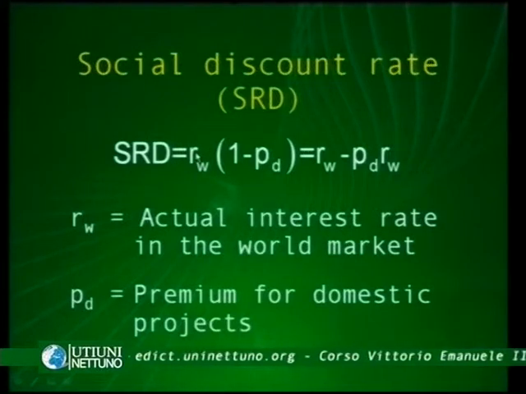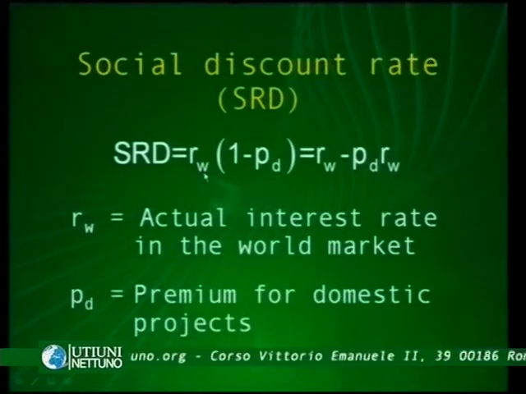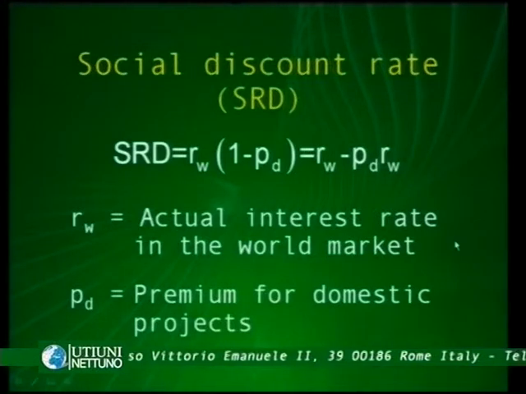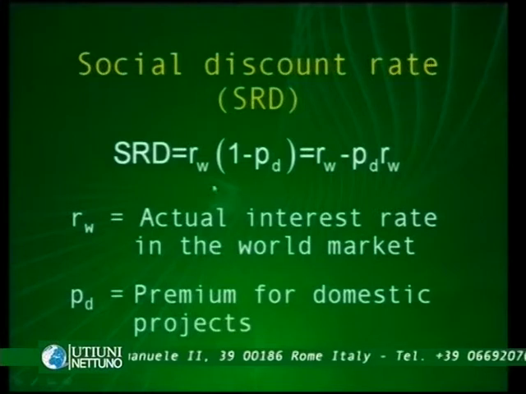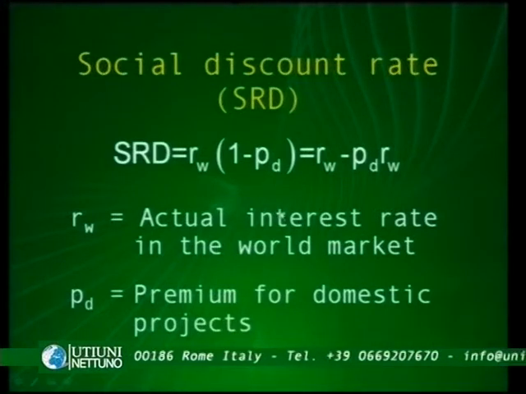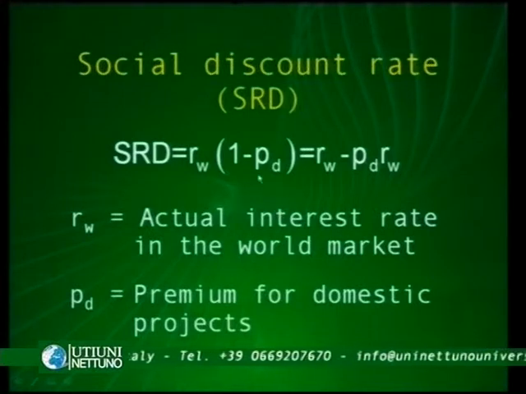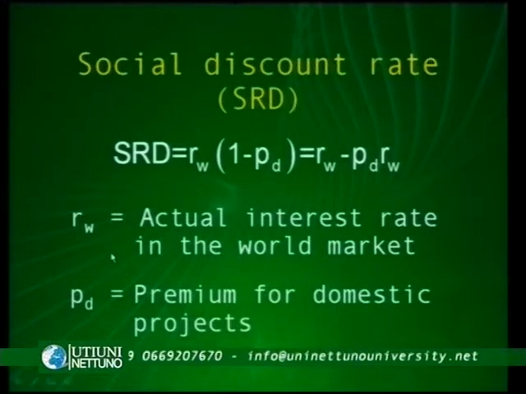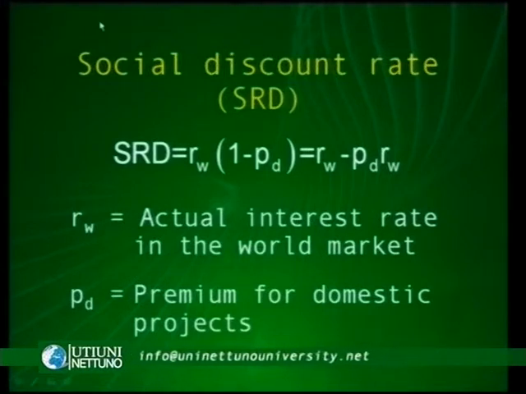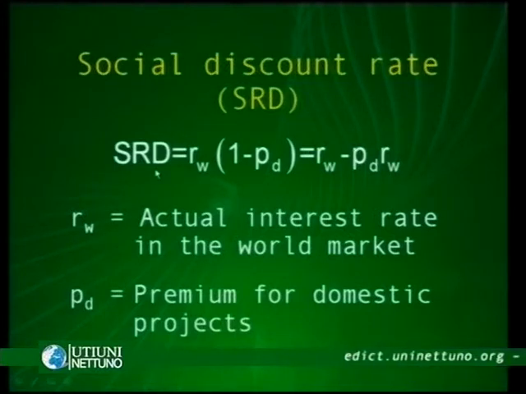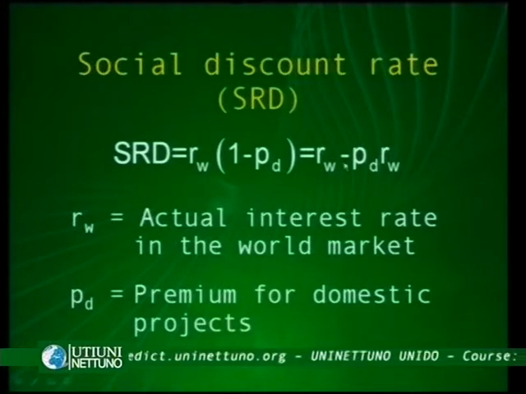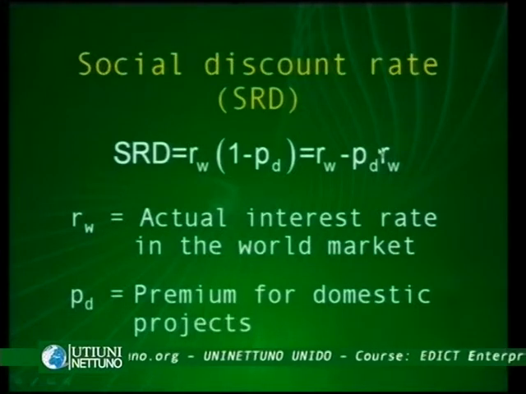We calculate the social rate of discount by multiplying RW, where RW is the actual interest rate in the world market, times a factor that is defined as 1 minus PD, where PD is the premium for domestic projects. This expression can also be developed. If we develop it, we get this new expression, and so we know that the social rate of discount is equal to RW minus PD times RW again.